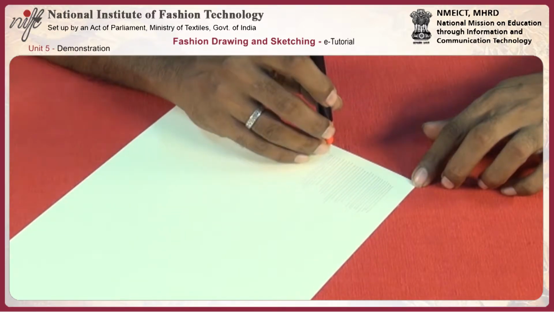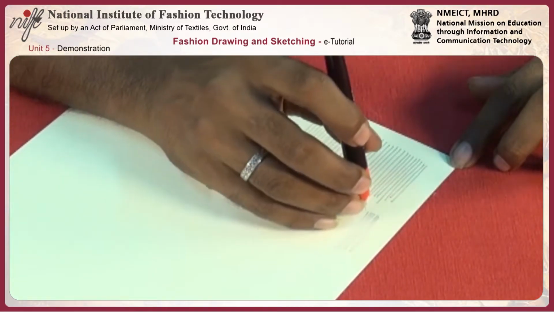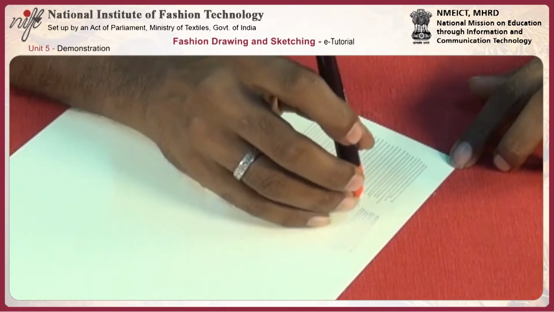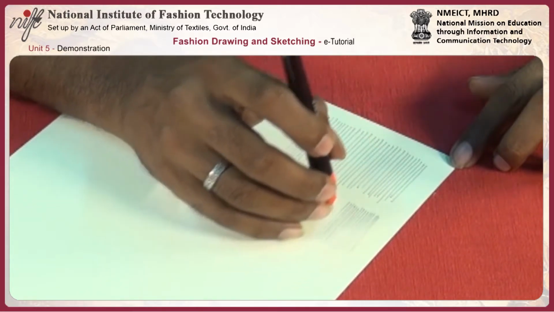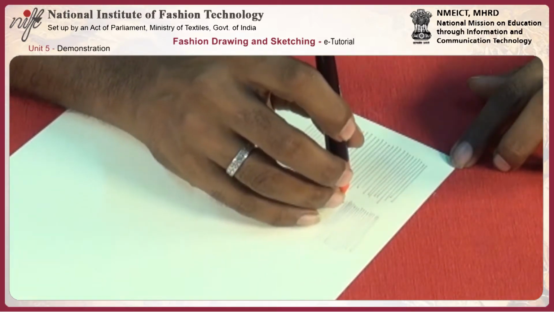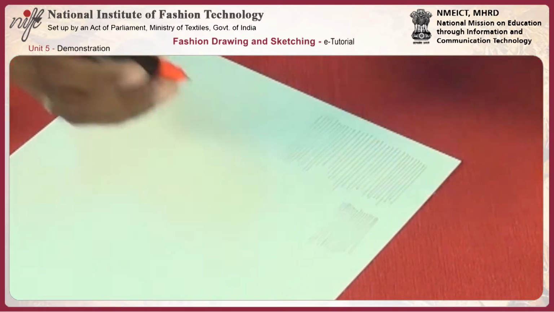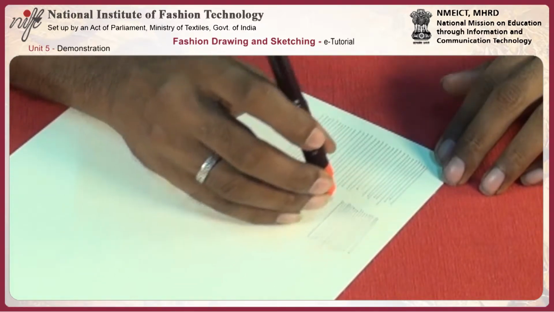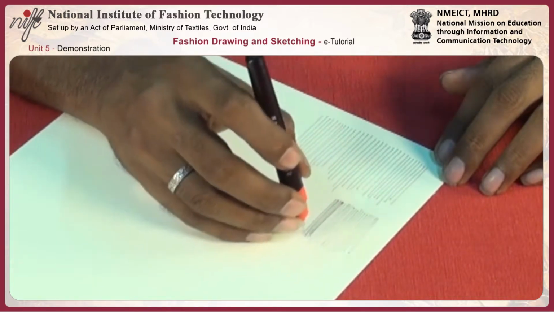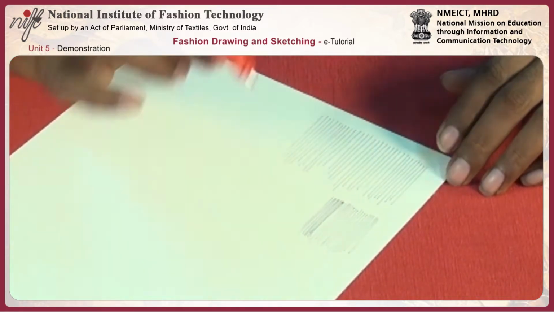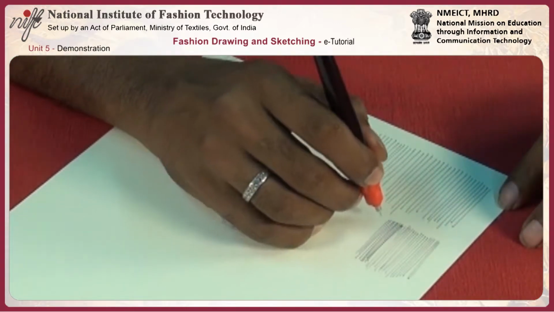Any fashion illustrator willing to use a rapidograph pen must note that the pen always has to be used perpendicular to the paper. When the pen is tilted at an angle, it doesn't create continuous lines. So, the illustrator has to practice extensively to master the medium.